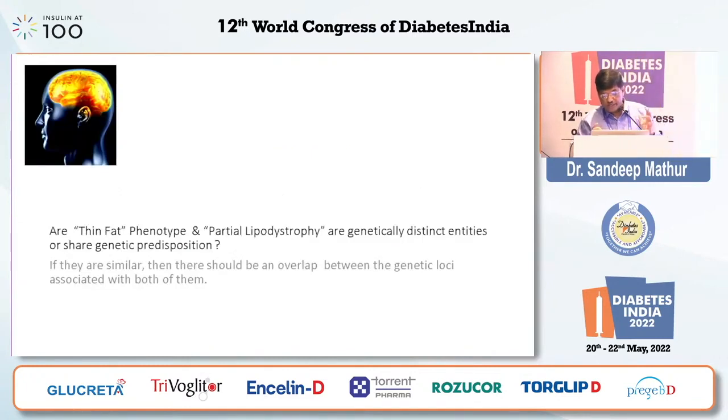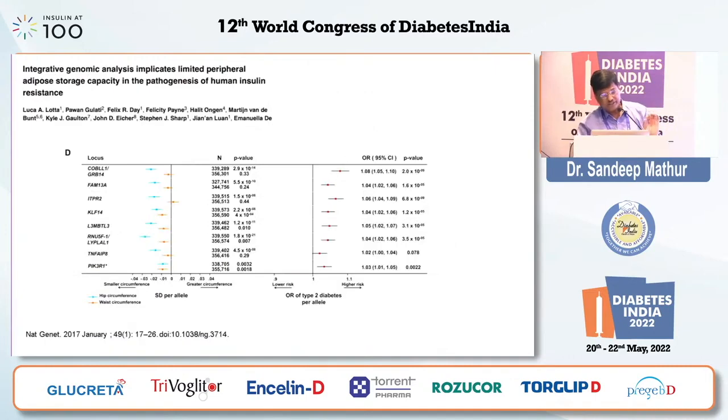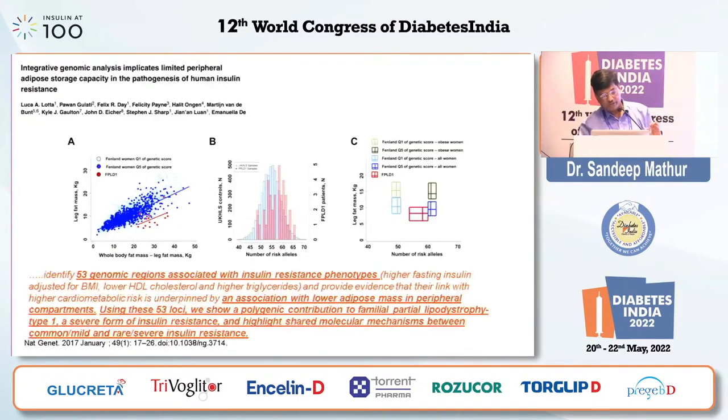Are these genetically distinct entities? No. This is from the literature, the insulin resistance score from your GWAS, sir. GWAS is something obsolete, I will say, but it has background information. A score of insulin resistance GWAS, with gene dose in the score, was associated with lower BMI. Genes which make one susceptible to diabetes are associated with lower BMI and less gluteofemoral fat mass. So gene association studies also proved the same thing: it is less fat in the periphery. Similarly, in the Nature Genetics paper of 2017, I can come to the conclusion that 53 genomic regions were associated with the insulin resistance phenotype, and association with lower adipose tissue mass in the peripheral compartment was shown.